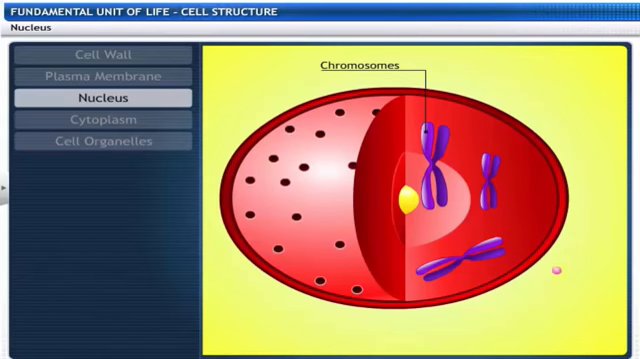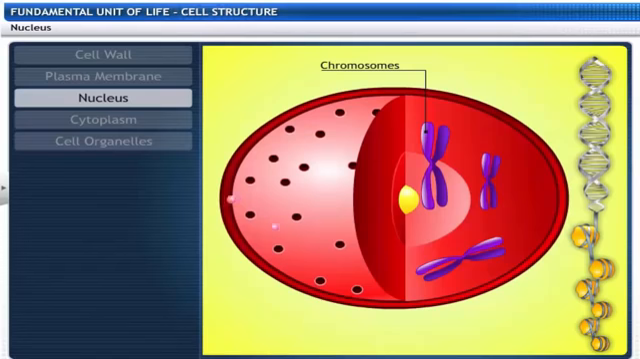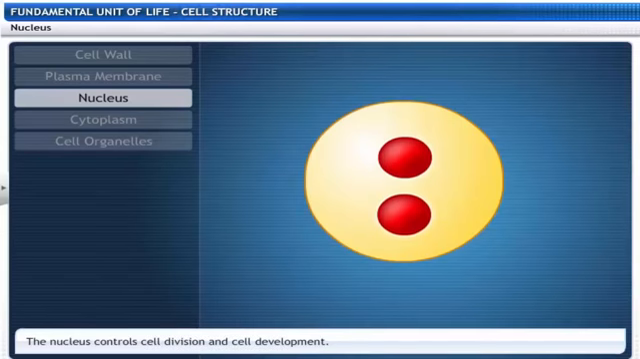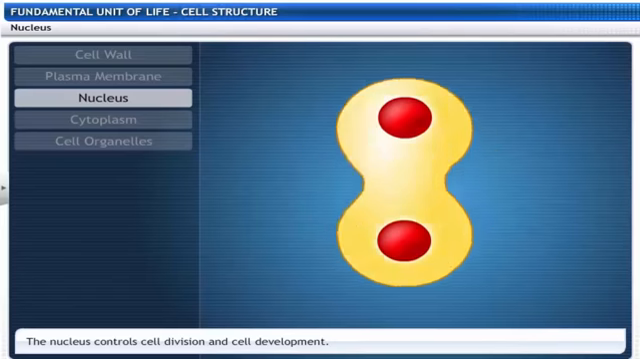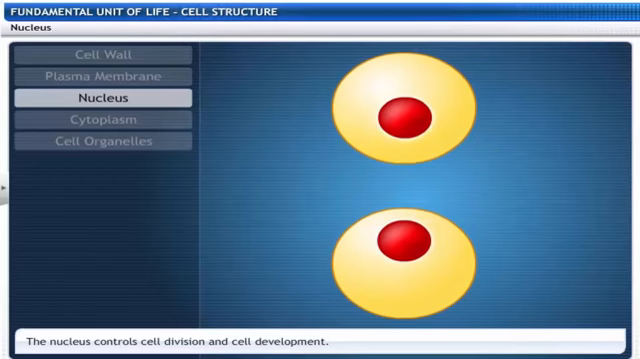Chromosomes contain hereditary information and are composed of deoxyribonucleic acid, or DNA, and proteins. Functional segments of DNA are called genes. The nucleus plays a major role in cell division. It also controls cell development.